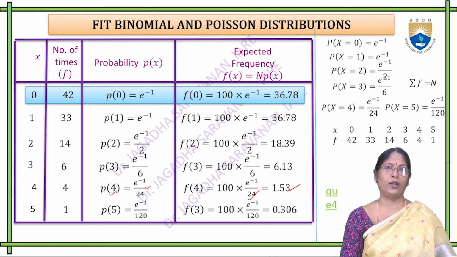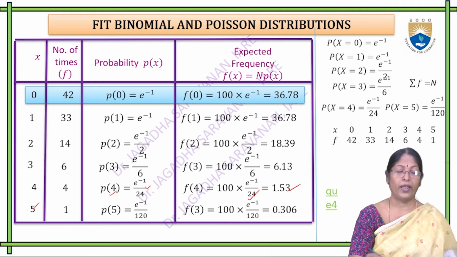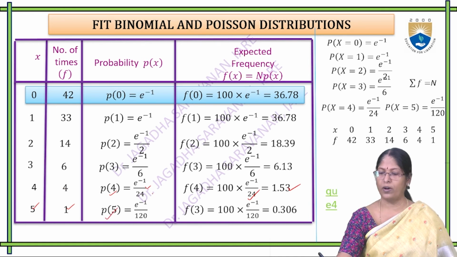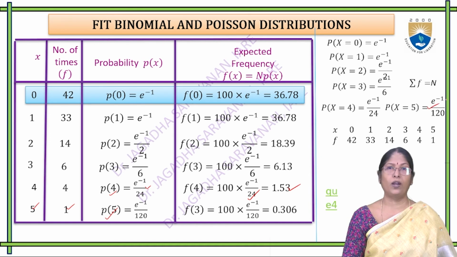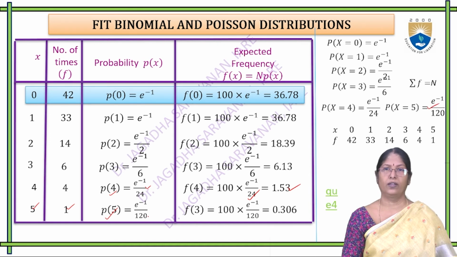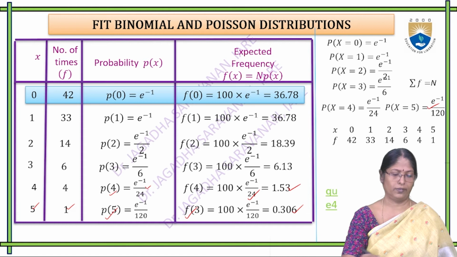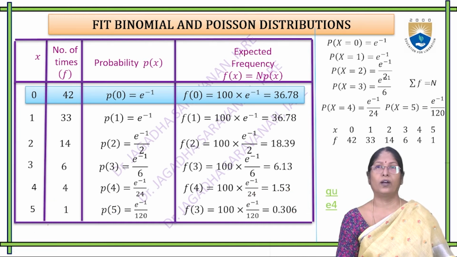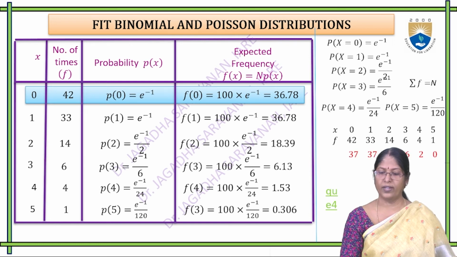So the last one, the final step, when x equal to 5, the frequency is 1, the probability of 5 is e power minus 1 by 120. So for which f of 5 is 0.306. So the fitted Poisson distribution. Here we can see how we obtained these results.